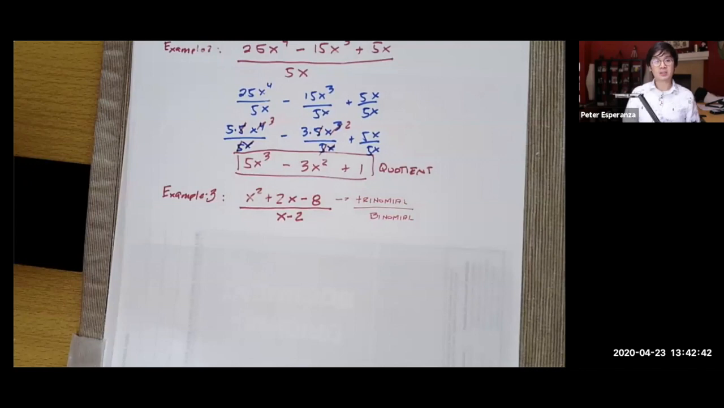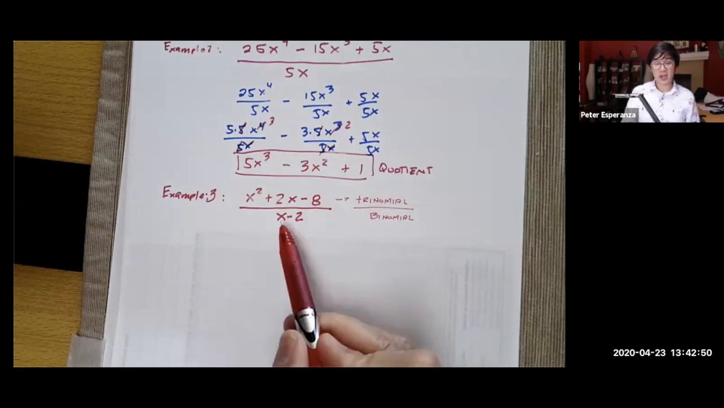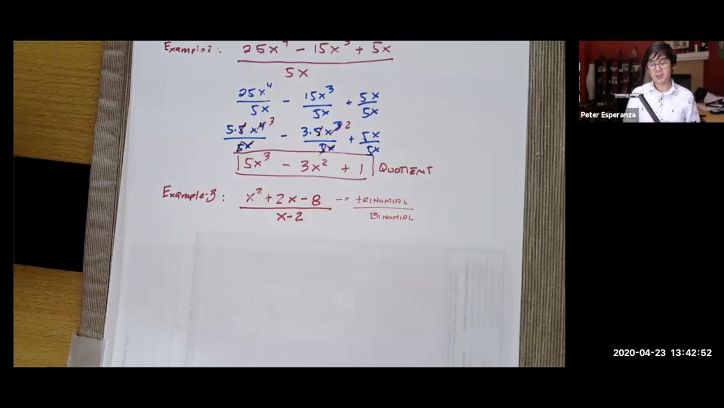And when that happens, you're not going to be able to apply what we did a while ago. You cannot just separate it because now we have a binomial. So it's not going to work. So to be able to work out problems like this, we're going to be using long division.